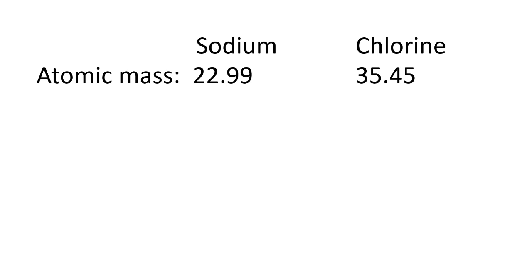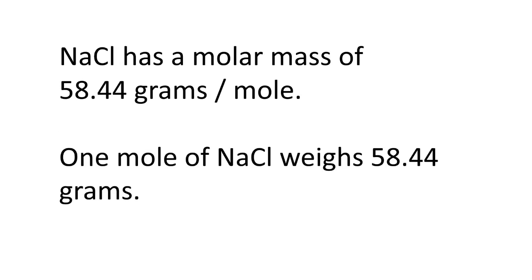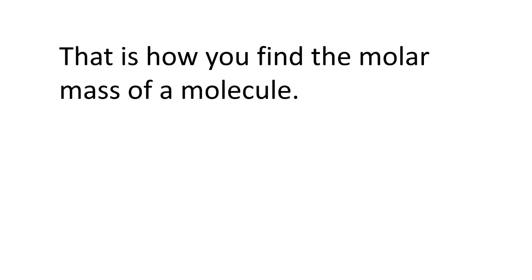So here's the atomic mass of sodium and chlorine. There's just one of each, so I'm just going to keep them singular. I'm going to add those two numbers together, and I'm going to get 58.44. What does that mean? It means that sodium chloride has a molecular mass of 58.44 grams per mole. It means that 1 mole of sodium chloride weighs 58.44 grams. That's how you find molar mass. It's that simple. The end.